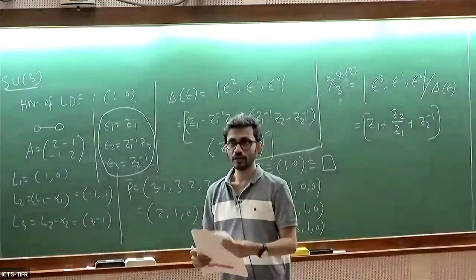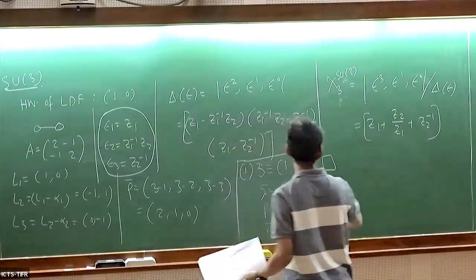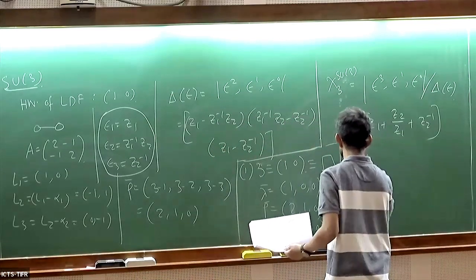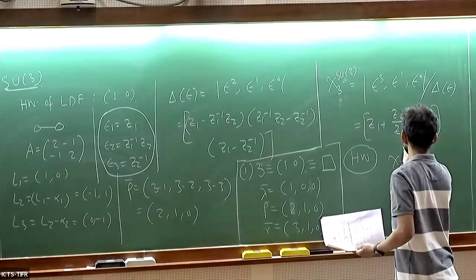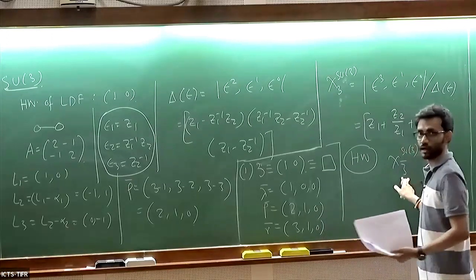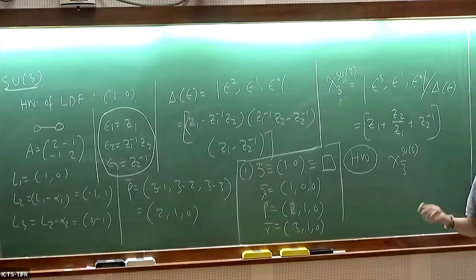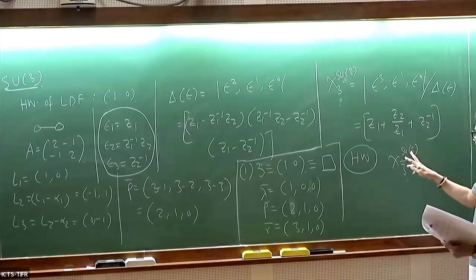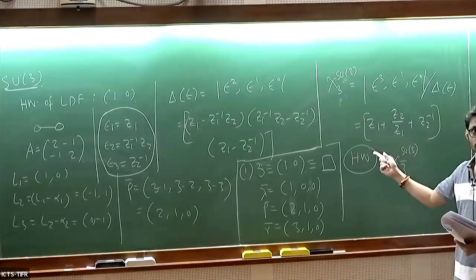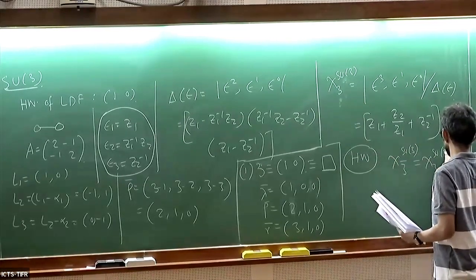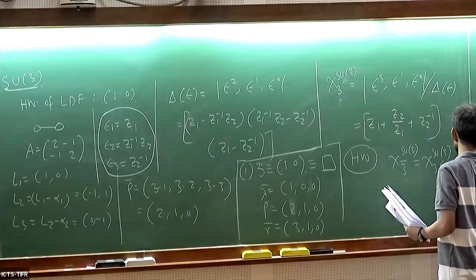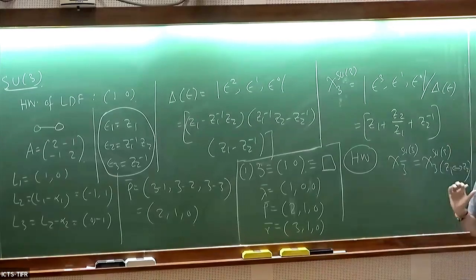Okay. So now the homework is, in a similar way, you calculate the character for 3 bar. Now what do you expect for 3 bar? For 3 bar you would expect the exchange of Z1 and Z2, but you should check explicitly. This should be chi3 of SU3 with exchange of Z1 Z2, because you are just conjugating them, and conjugate is basically inverse, right? So they are changing their positions, okay?